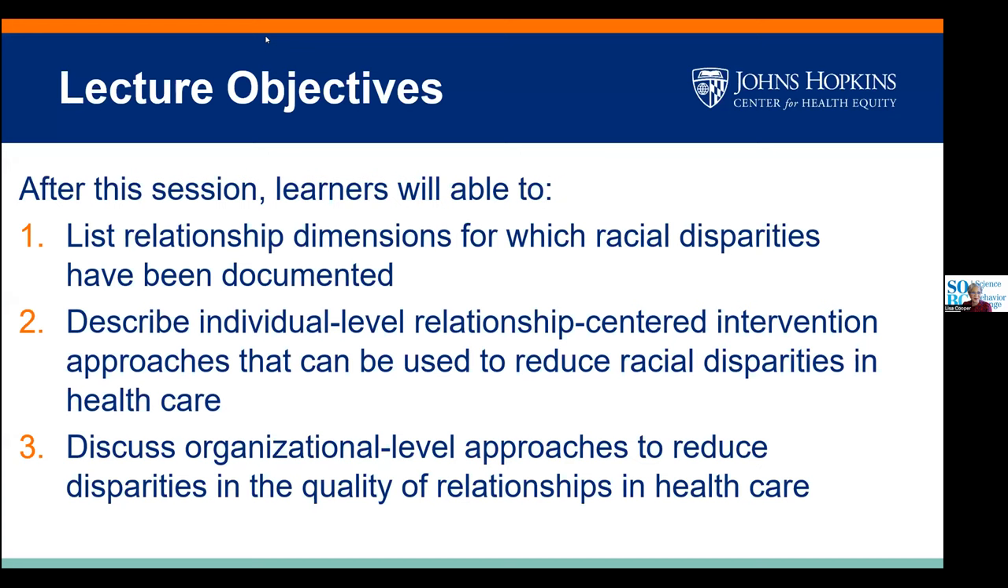So the objectives for the session are that after this session, you will be able to list any relationship dimensions for which racial disparities have been documented. You'll be able to describe individual level relationship-centered intervention approaches that can be used to reduce racial disparities in healthcare. And then you'll also be able to discuss organizational level approaches to reducing disparities in the quality of relationships in healthcare.